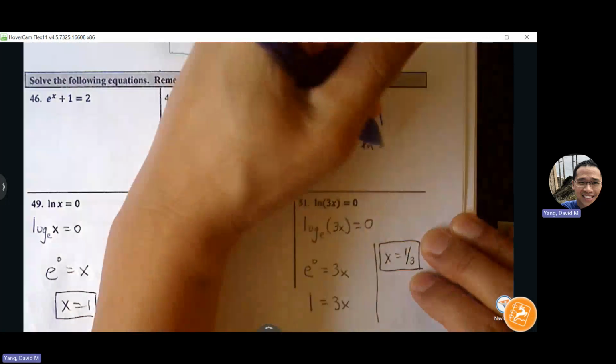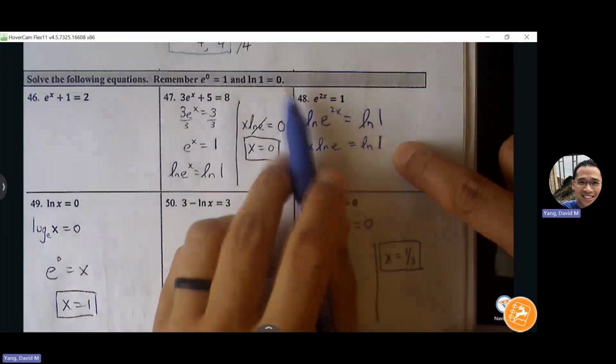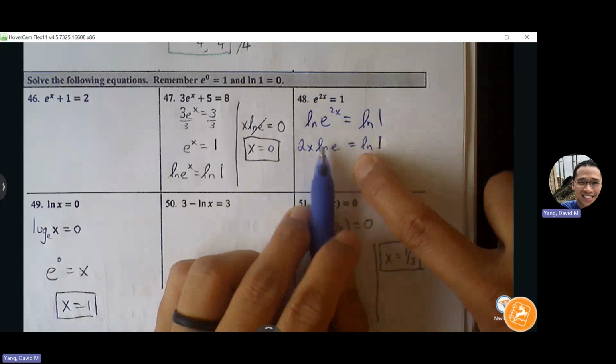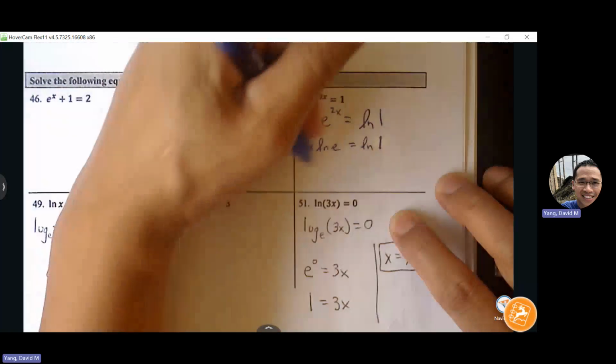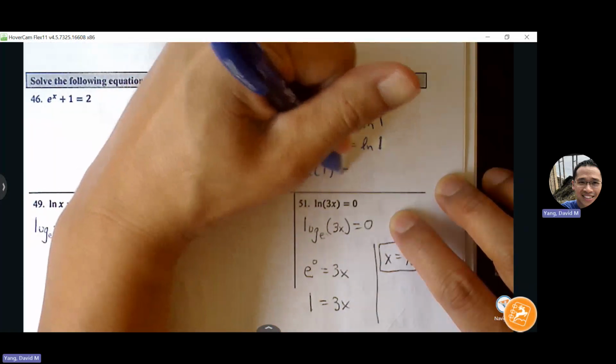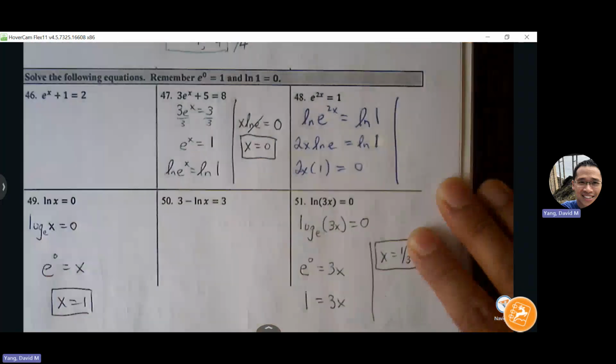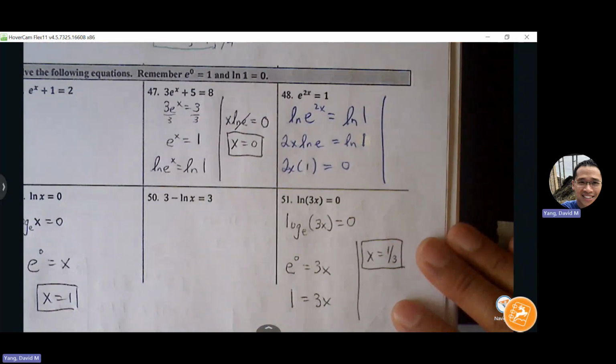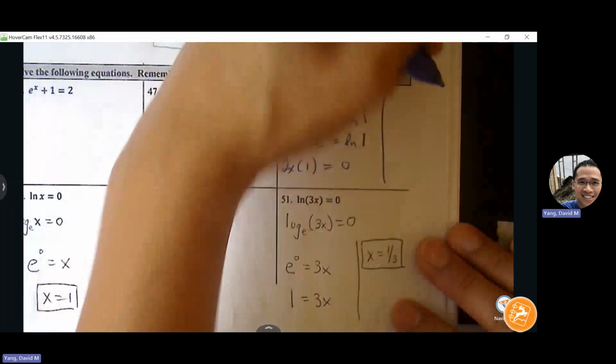So special property is that natural log of 1 is equal to 0. And natural log of e is equal to 1. So that becomes 1 and 0. Becomes easy now. 2x equals 0. Solve for x, divide both sides by 2. X equals 0.